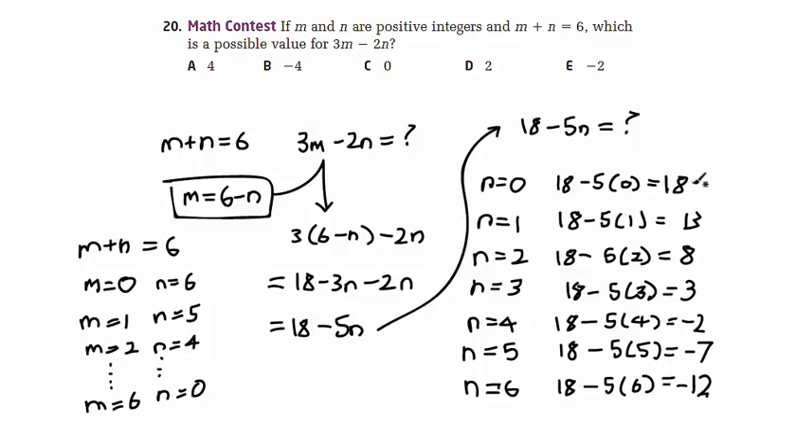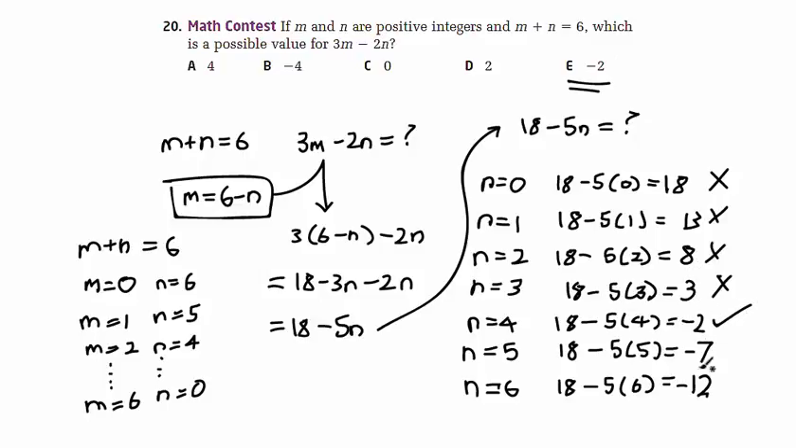And as you can see, do we have an 18 here? Nope. Do we have a 13? No. Do we have an 8? No. Do we have a 3? Nope. Do we have a minus 2? Yes, we do indeed have a minus 2. So far this one is the correct answer.